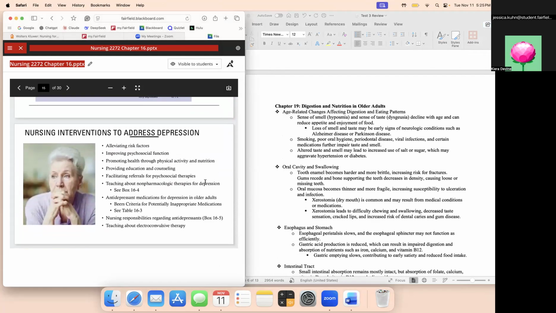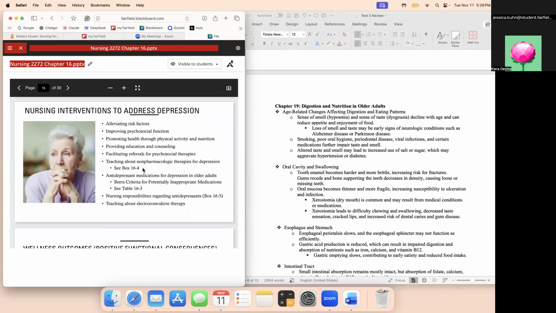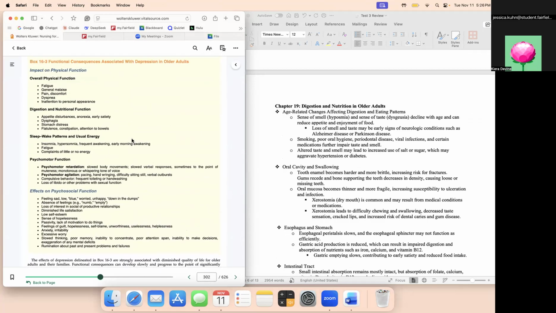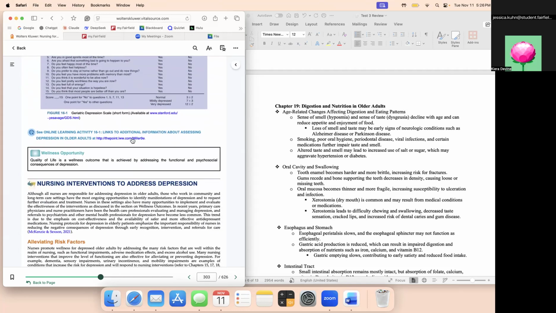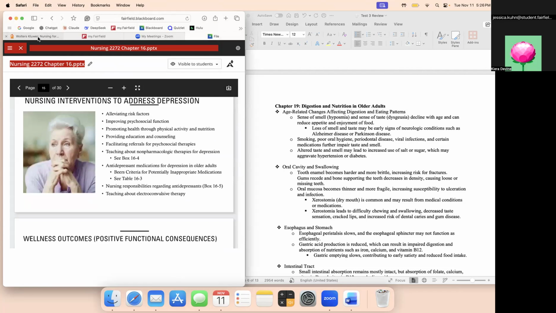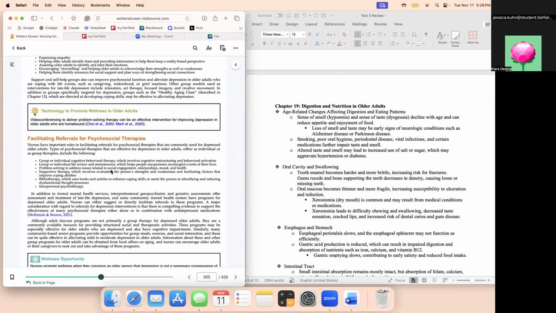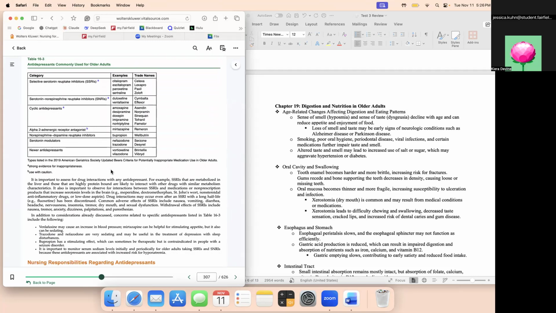Nursing interventions, we talked about this, really alleviating the risk factors. There are more boxes talking about non-pharmacological therapies and then the antidepressant medications. I don't think she typically relies very heavily on the names of medications, but just to know the general idea of it would be important.